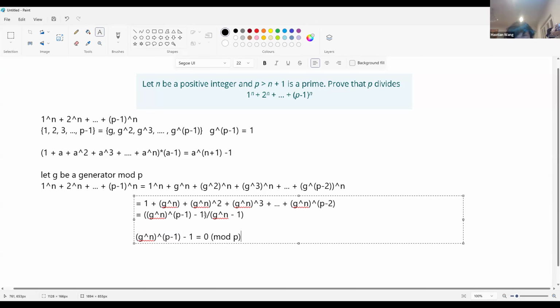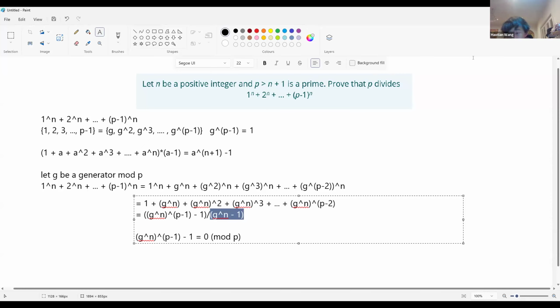But we know P divides this, and that doesn't mean P divides this, because the P might have gotten divided out by the denominator. So now we have to prove P does not divide this.